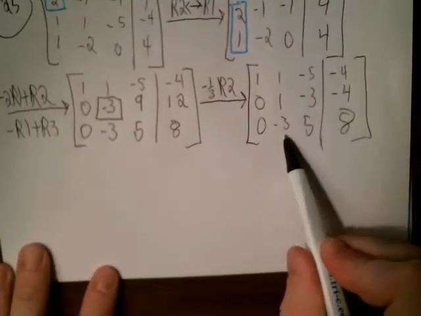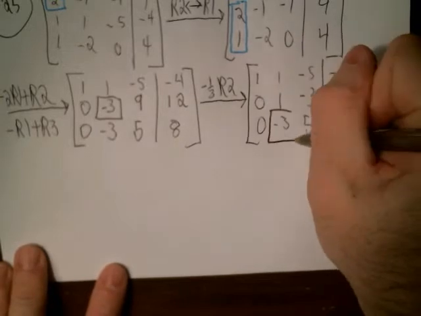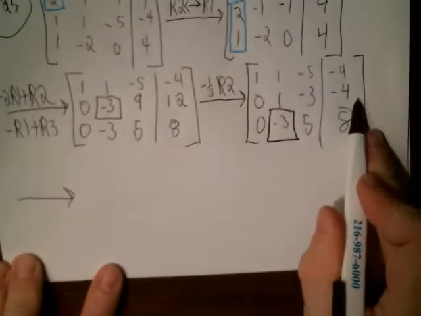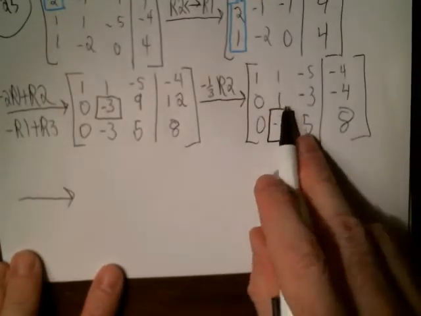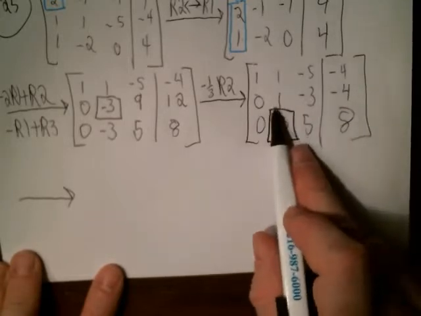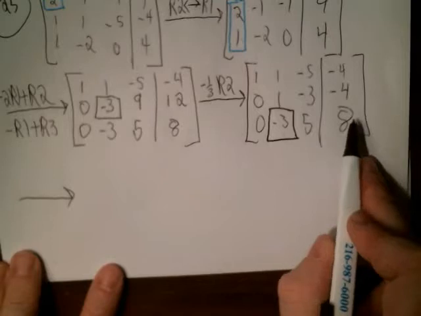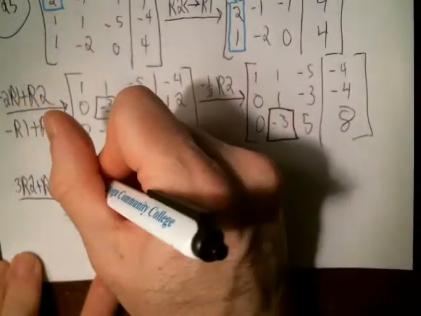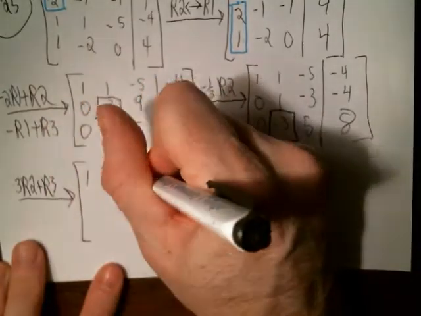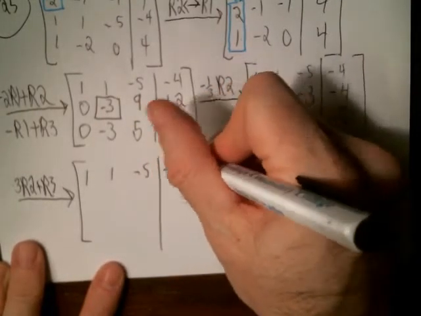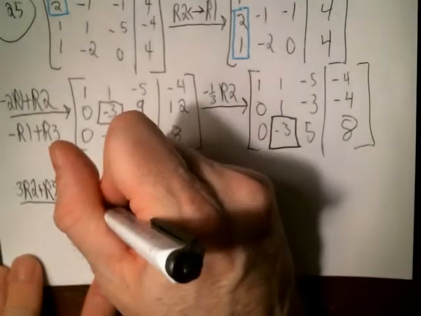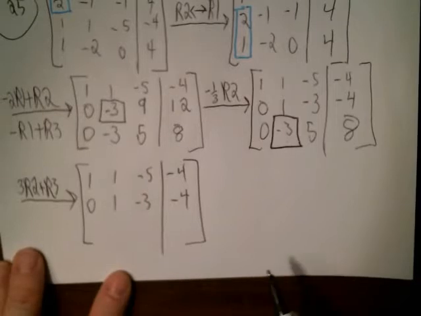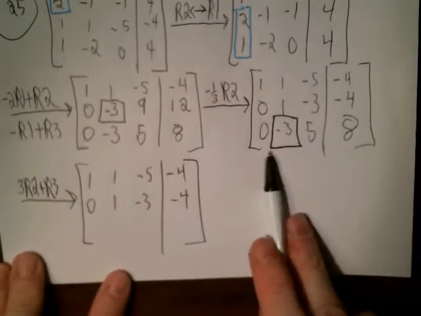Okay, now I want to get a 0 in this position. I use this row now where I've created this new pivot position. I've created a 1 here in this pivot position, and I'll multiply this by 3 and add it to row 3. So 3 times row 2, and I'm adding it to row 3. Okay, so 1, 1, negative 5, and then negative 4. And then I have 0, 1, negative 3, negative 4. That row stays the same. And then multiply 3 times this row and add it to this row.